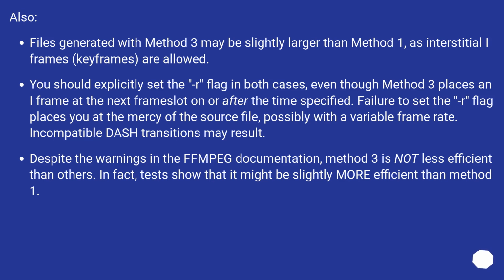Also, files generated with method 3 may be slightly larger than method 1, as interstitial iframes, keyframes, are allowed. You should explicitly set the -r flag in both cases, even though method 3 places an iframe at the next frame slot on or after the time specified. Failure to set the -r flag places you at the mercy of the source file, possibly with a variable frame rate. Incompatible Dash transitions may result. Despite the warnings in the FFmpeg documentation, method 3 is not less efficient than others. In fact, tests show that it might be slightly more efficient than method 1.